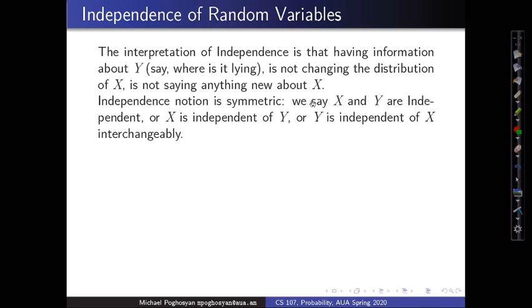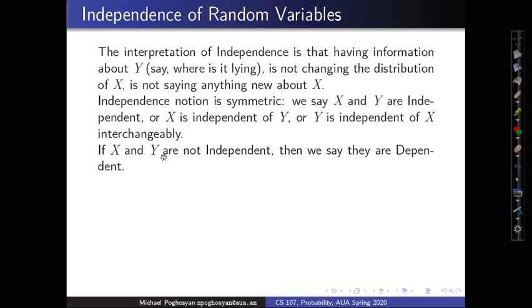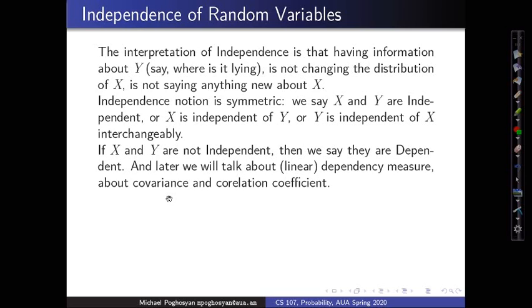The independence notion is symmetric. Sometimes I will say that X and Y are independent, or that X is independent of Y, or that Y is independent of X, and I will use these interchangeably. And if X and Y are not independent, then we say that they are dependent. Later we will talk about linear dependency measures. As I have said, we will talk about covariance and the correlation coefficient.